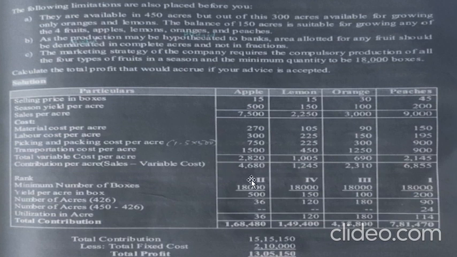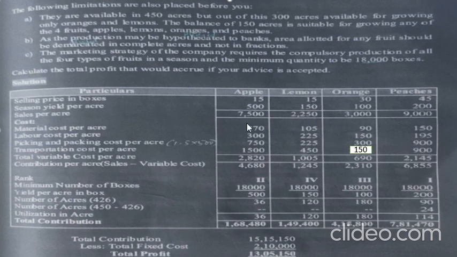So we will add up the totals. We have got the sales and we have got our variable cost. The total variable cost for apple is 2820, for lemon it is 1005, and for orange the calculation is 90 plus 150 plus 300 plus 150, and we will get a total of 690. So this is the total variable expenses. Then for peaches it is 150 plus 195 plus 900 plus 900, which will give us 2145.